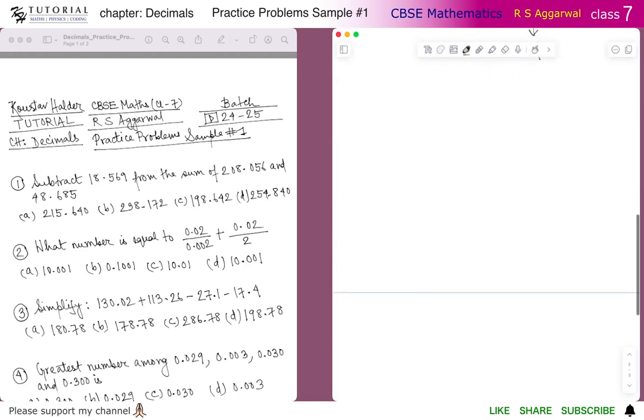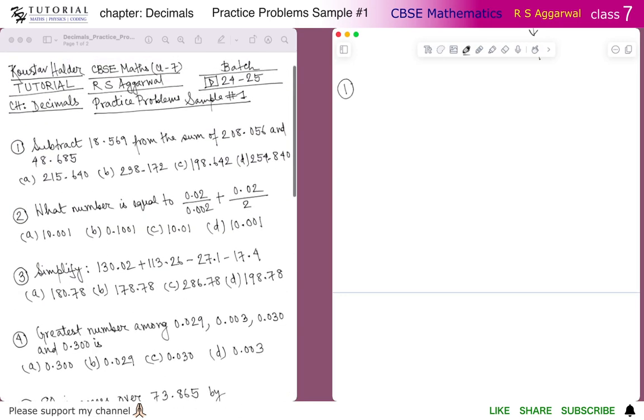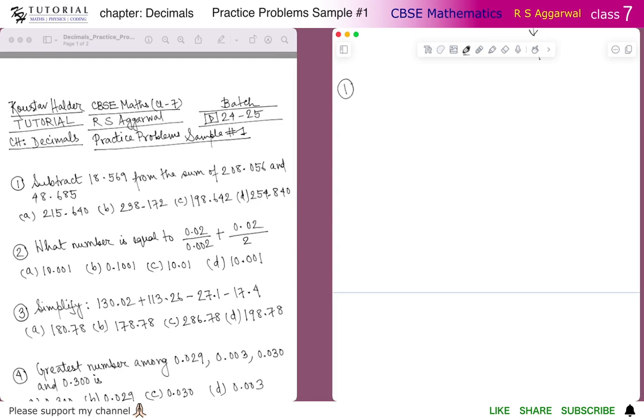Now let's solve the problems. Okay, so number 1. These are the problems we will try to solve. We have 10 questions. Try to solve these questions in less than 45 minutes, meaning roughly 3.5 or 4 minutes per question. Then you are good. But even if it takes 1 hour, it's fine. Ideally, within 40 or 45 minutes, try to solve all these problems.